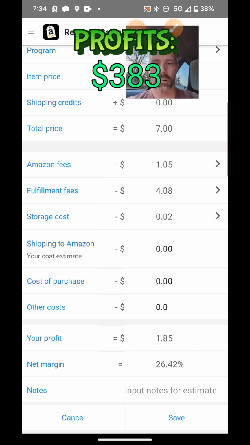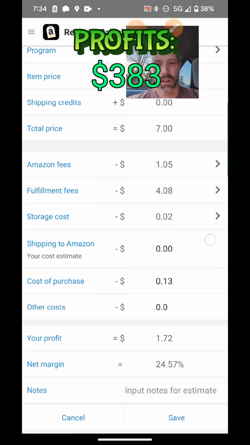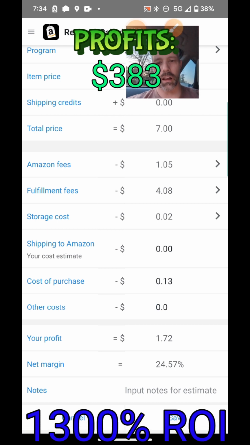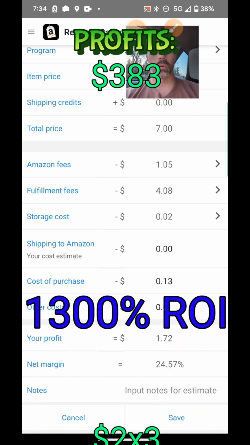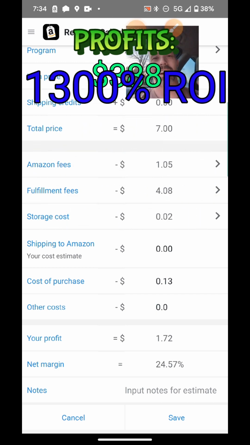So we'll go here and cost 11 cents. Let's just do 13 to account for a little bit of shipping. And so my profit was $1.72 for each one of these that I sell. Now that doesn't sound like a lot.